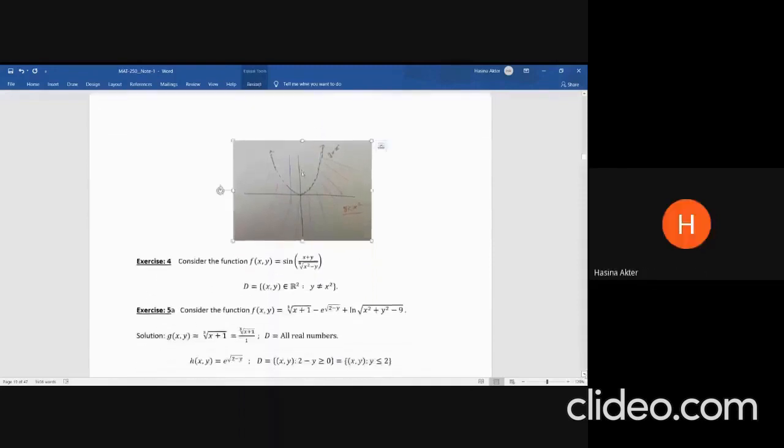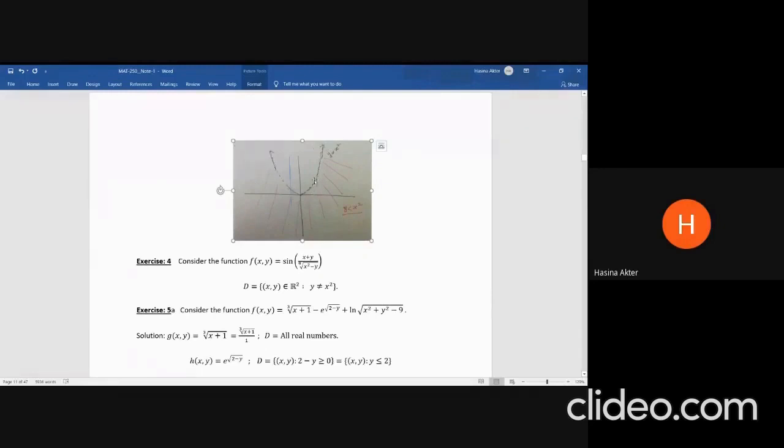Now look at the parabola. This parabola is a dotted parabola. Make it very clear in your work, because this is not clear in my work. So your work should be more clear than mine. Okay. So this is a dotted line.